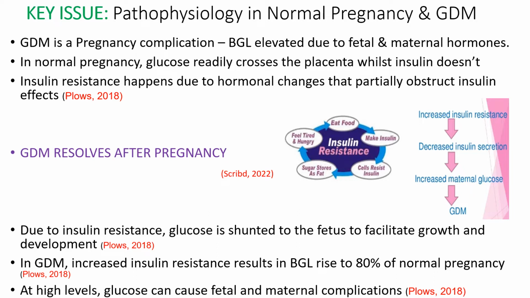In GDM, however, increased insulin resistance results in BGL rise to 80% of normal pregnancy. Increased insulin resistance results in decreased insulin secretion, which leads to increased maternal glucose, causing GDM diagnosis. At high levels, glucose can cause fetal and maternal complications. What is important is for Sally to know that GDM resolves after pregnancy.